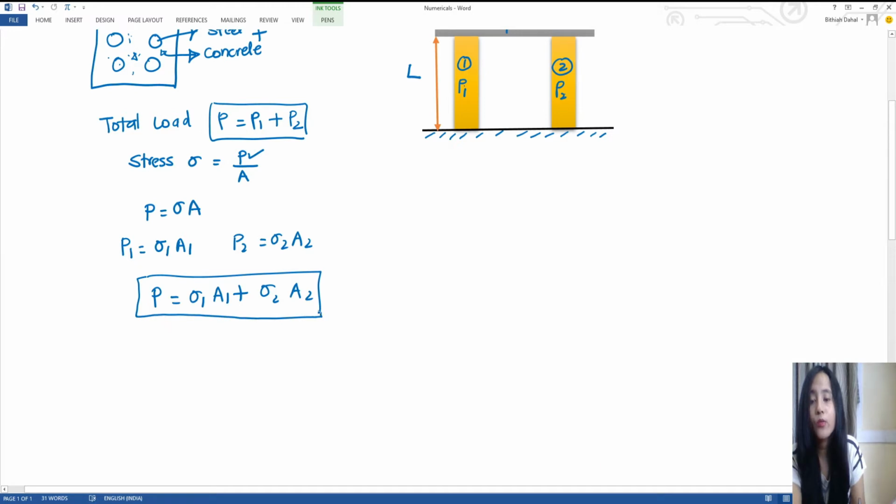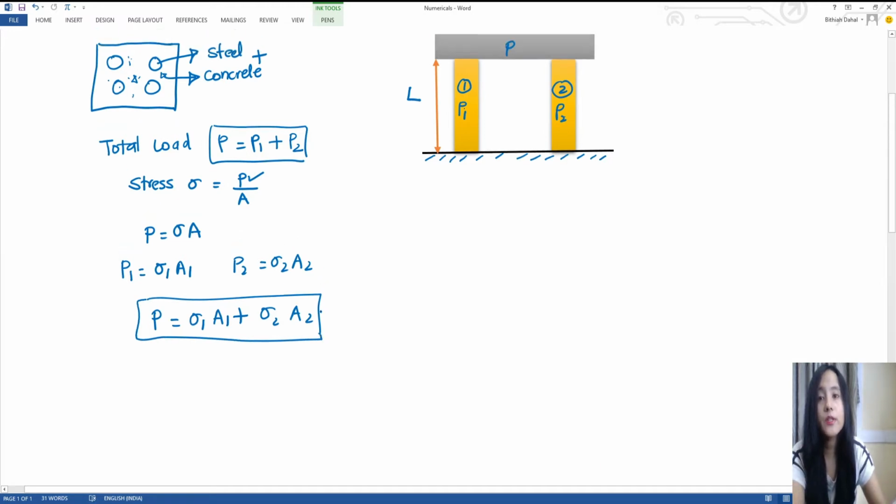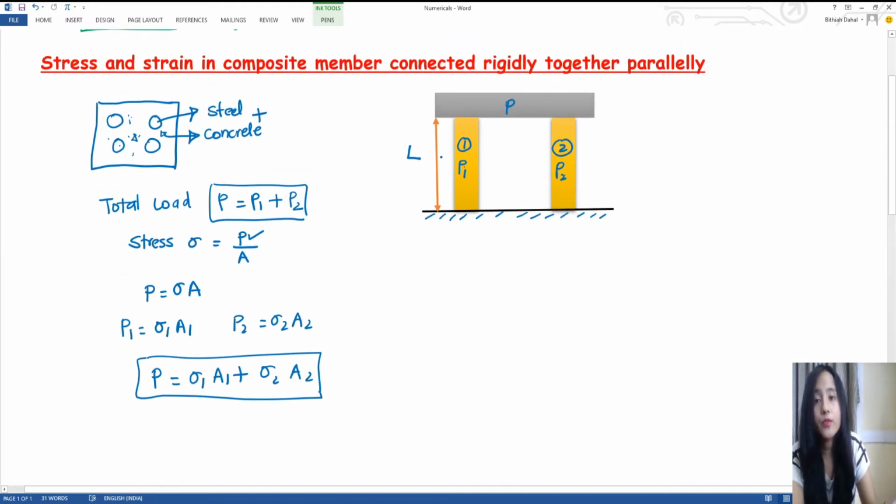Now always remember that in a composite material, if there is an increase or decrease in length, then if the length of material 1 is increasing, the length of material 2 will also increase. If the length of material 1 is decreasing, the length of material 2 will also decrease. So they will have the same increase or decrease in length in a composite material. Let us consider this case here.